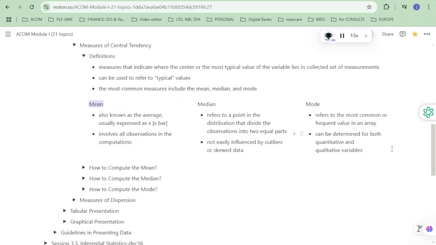Mean. Also known as the average, usually expressed as X bar. Involves all observations in the computations. Median. Refers to a point in the distribution that divides the observations into two equal parts. Not easily influenced by outliers or skewed data. Mode. Refers to the most common or frequent value in an array. Can be determined for both quantitative and qualitative variables.